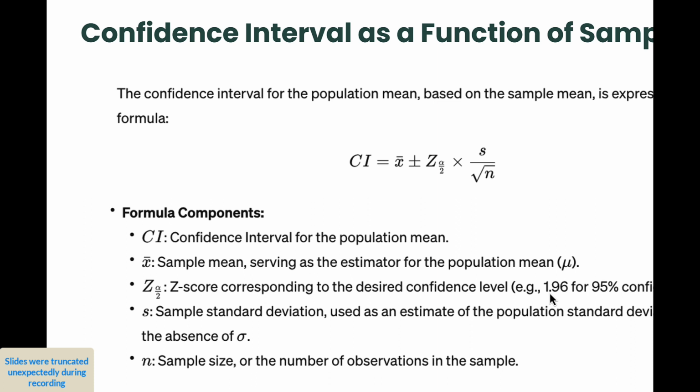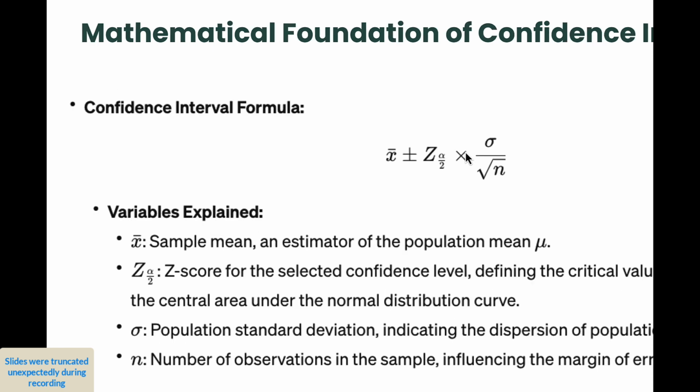It will be the value of 1.69. So we will multiply this by 1.69, and then the sample standard deviation divided by the square root of the sample size. And that's it. This is the confidence interval, how we calculate it.